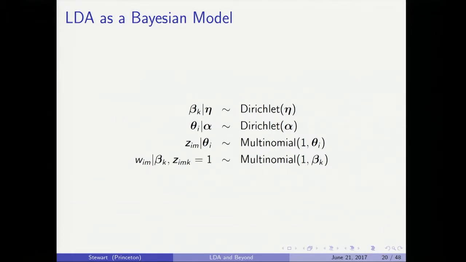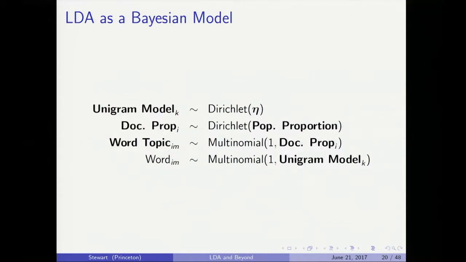Every word in document I is going to have a topic. So that's z. We're going to draw a topic for this word, and for the next word it's going to be topic 3. Then, based on that topic, we're going to draw a word from the distribution over words. So this breaks down into a unigram model of language, where unigram just means we're drawing individual words. We're going to have a model for the document proportions, a model for what topic each word is, and a model for the words.